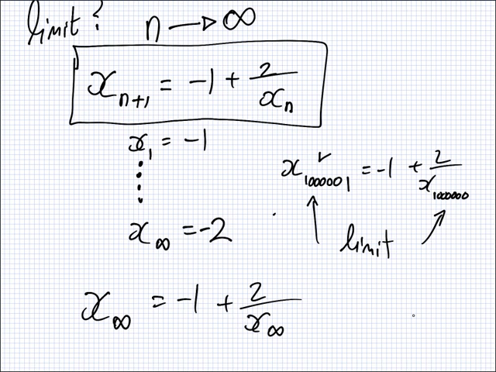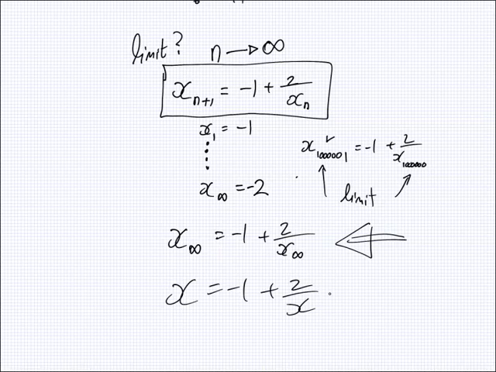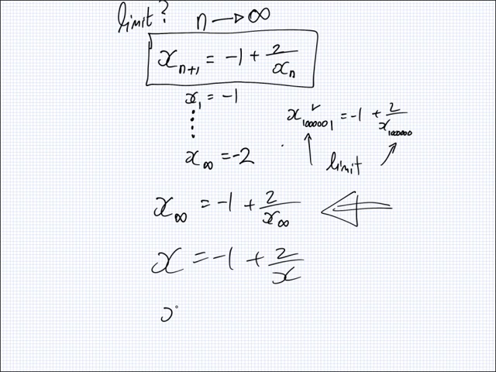Let's solve this now. This is what we want to do. How can I solve this? What should I do here? We're solving for x. If it helps you, you can think about it like this: x equals -1 plus 2 over x. What should I do to solve this? Multiply by x, yeah? So that becomes x squared equals -x plus 2. Yes? So that becomes x squared plus x minus 2 equals 0.